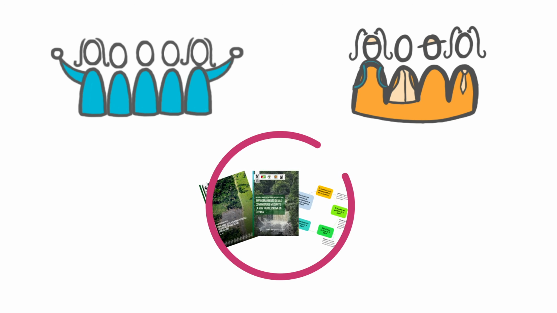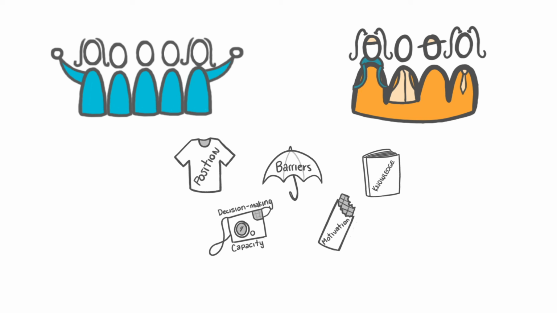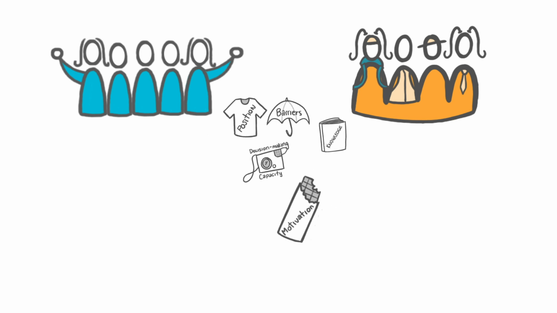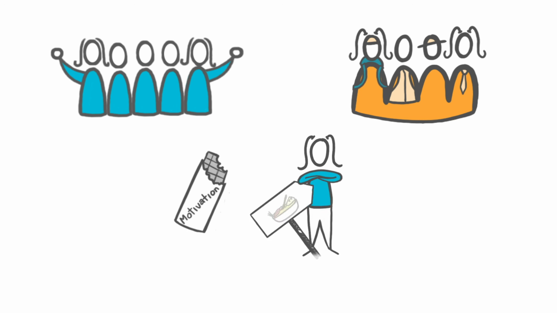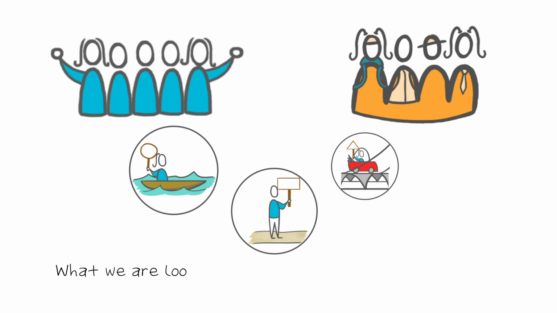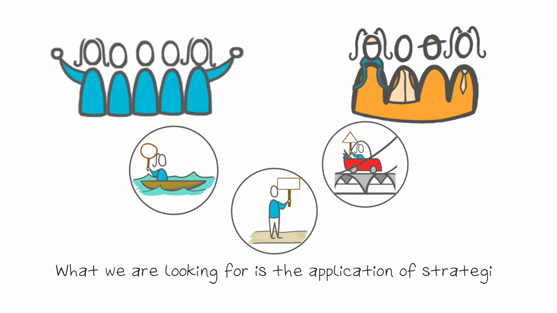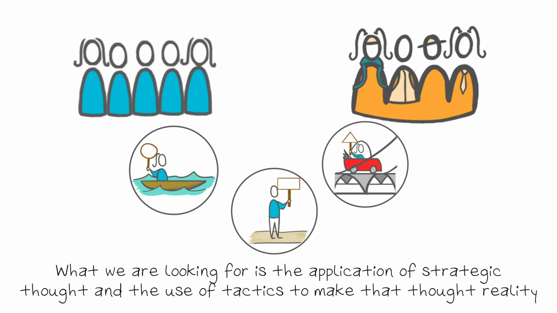In addition, when they carry out this exercise, most teams realise that the central point of communication is not producing materials, but instead properly identifying and clarifying the audience and knowing what is expected of them, defining appropriate messages, and using the right channels. In short, what we are looking for is the application of strategic thought and the use of tactics to make that thought a reality.